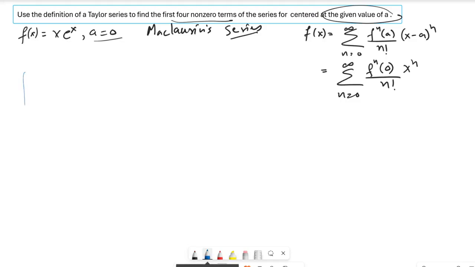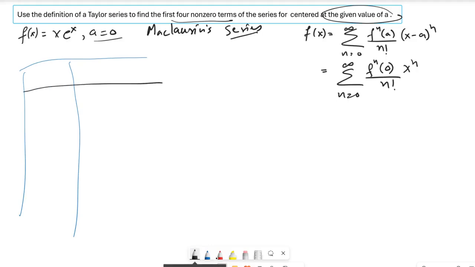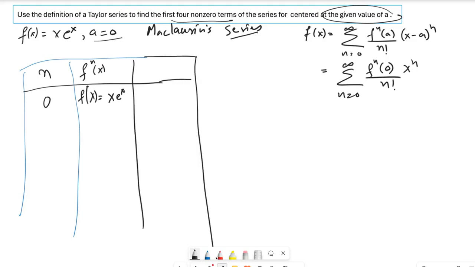So I suggest you draw a kind of table. In the first column you write n. Let's say n is 0, and here you write f^(n)(x), so that is just f(x), and f^(0)(x) means just f(x), that's x e^x. And in the third column you put the value a equal to 0. Basically you are finding f^(n) at 0. F of 0 would be 0.